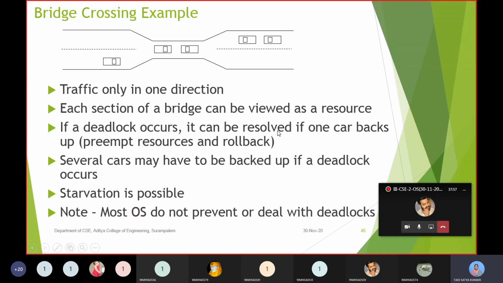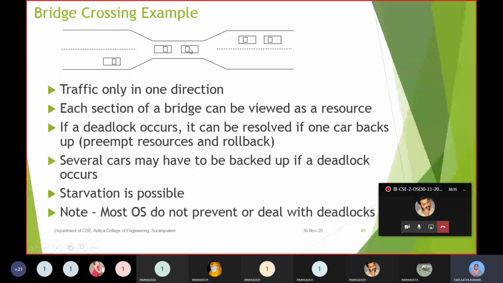Okay. So here it can be resolved if only one car backs up. That means either this car should go back or this car should go back. If any one of these cars goes back, then the other car can move forward and the traffic will be cleared. Okay. When this deadlock situation occurs, several cars will be backed up. That means if the traffic is static for 1 minute, then cars will keep coming, because people are traveling, and accumulate in both directions.